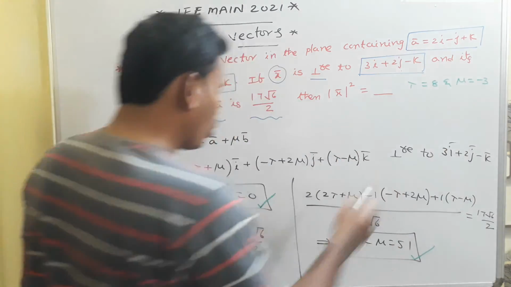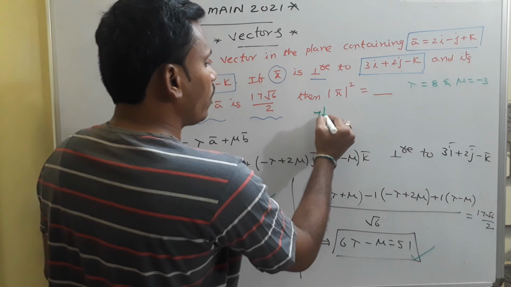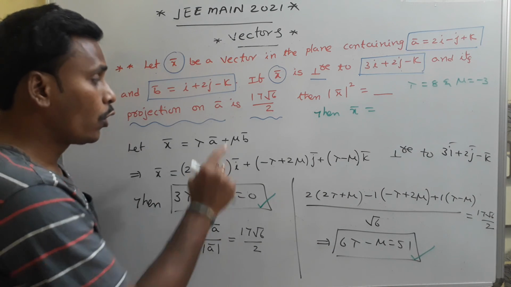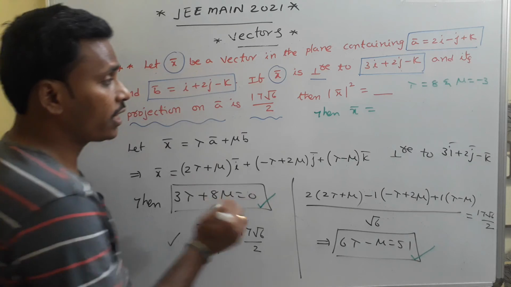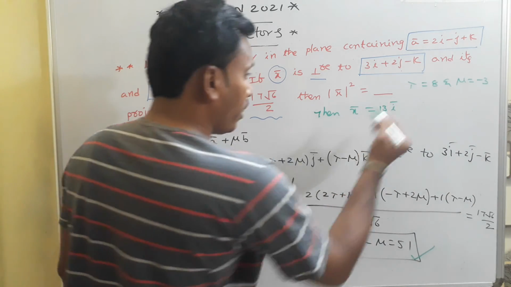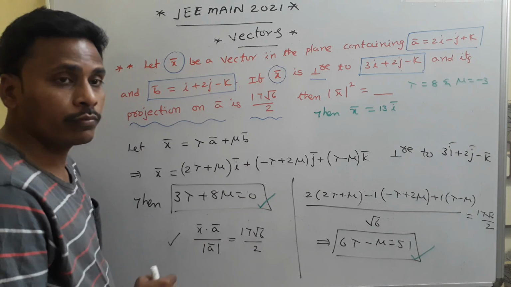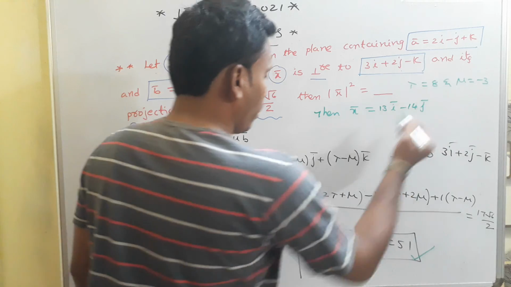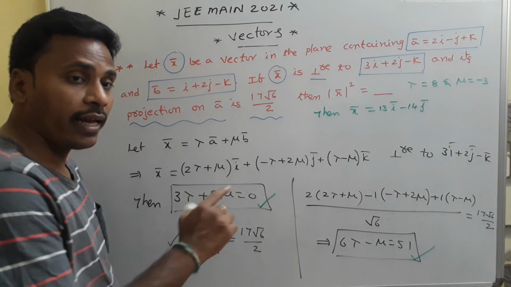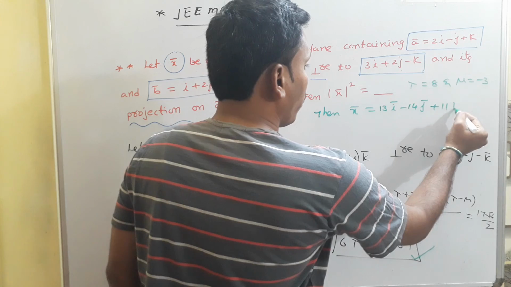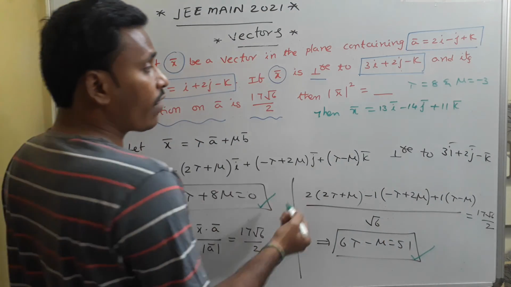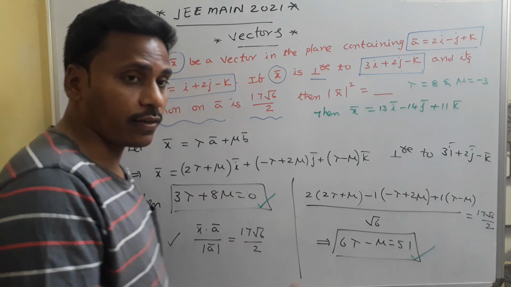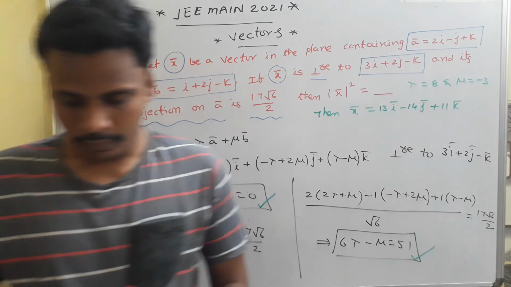Once we have lambda and mu, now we have to write the vector x bar. Then what is x bar? x bar is equals to 2 lambda plus mu into i bar. 2 lambda is 16 minus 3, so say 13 i bar, and then minus lambda plus 2 mu. 2 mu is minus 6 minus 8, minus 14 j bar, and then lambda minus mu, 8 minus of minus 3 is plus 11 k bar. This is x bar, and after having x bar our answer is modulus of x bar square. Find its magnitude value and its square is our answer. Okay, there ends the problem.